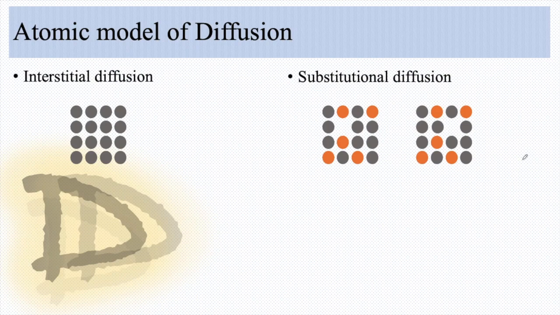There are two types of diffusion that occur in atoms. One is interstitial diffusion, the other is substitutional diffusion. As given here, the diagrams show a sphere model of atoms arranged in rows and columns, and each sphere is an atom. For the interstitial diffusion, the atom jumps from one interstitial site to another.